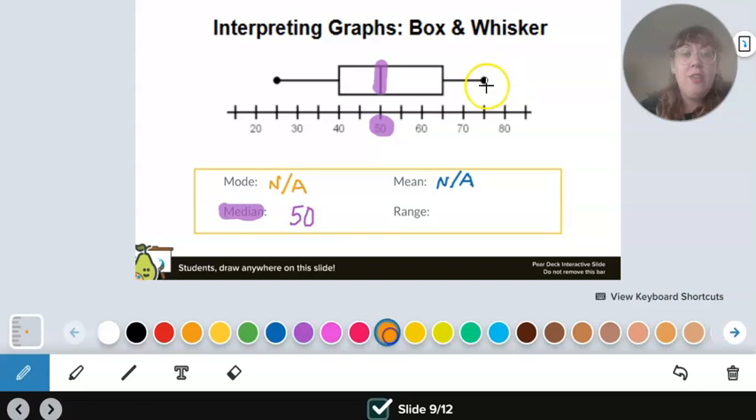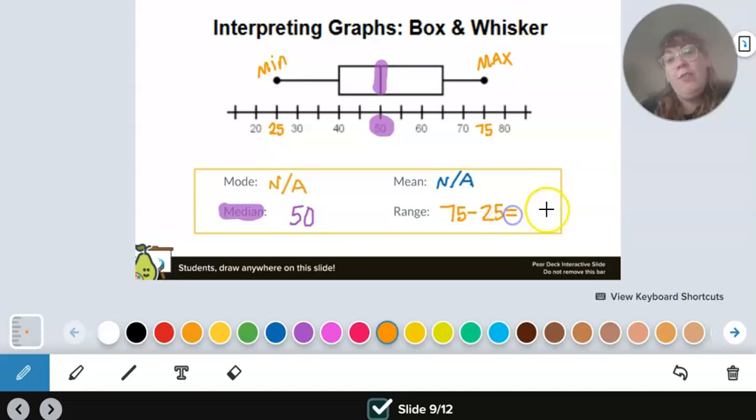And the range is our maximum, which is over here on the right at 75, minus the minimum, which is at 25. So we have 75 minus 25, which gets us a full range of 50.